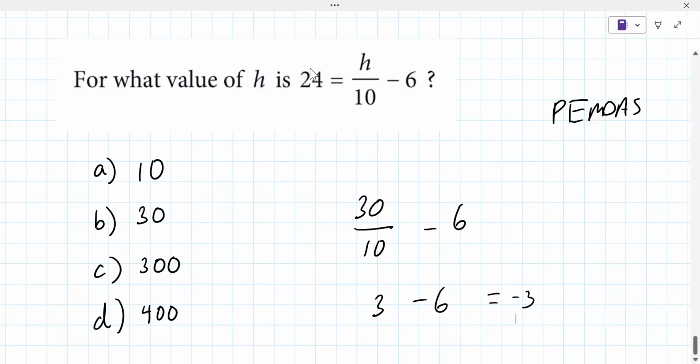Is that 24? You're not dividing, Sourish. You can put these numbers in for H. So 30 is not the right answer. Okay, so why don't you try another number? Like, why don't you try 10? Do the same thing. 10 divided by 10 and subtract 6. Okay.